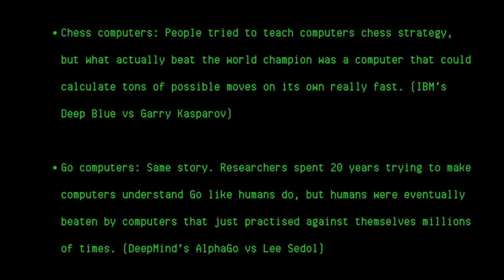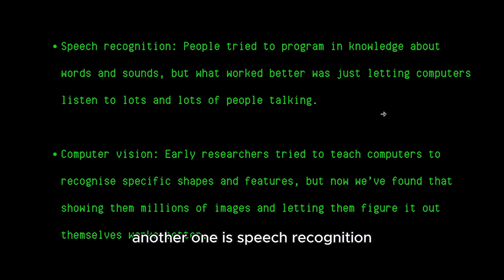The second is Go computers. Same story as chess. Researchers spent 20 years trying to make computers understand Go like humans do. But humans were eventually beaten by computers that just practiced against themselves millions of times. Think about DeepMind's AlphaGo versus Lee Sedol. Another one is speech recognition. People tried to program in knowledge about words and sounds, but what worked better was just letting computers listen to lots and lots of people talking.